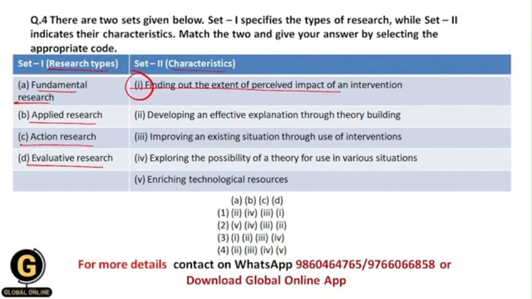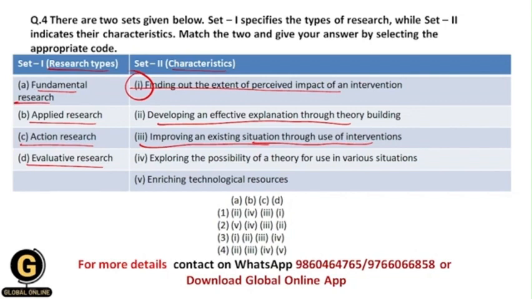Okay, developing an effective explanation through theory building. So basically here you are going to develop a theory, and whenever you are developing the theory, then through this process you are going to provide an effective explanation of your research results. Okay, improving an existing situation through use of interventions. So here whatever existing situation in front of you, you are going to only improve that existing situation through the use of different actions, and those actions are nothing but the interventions.